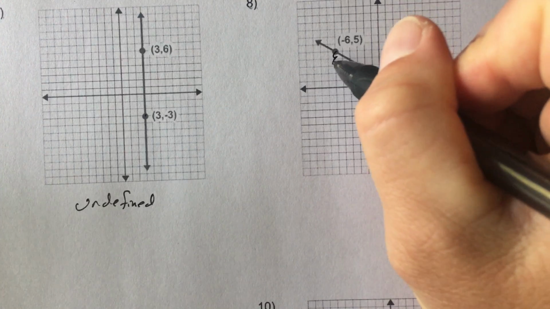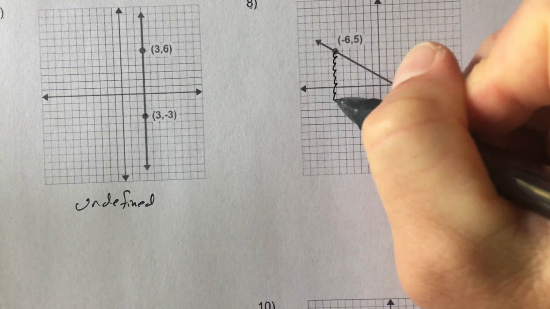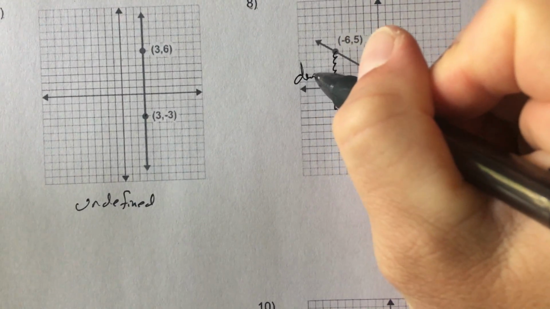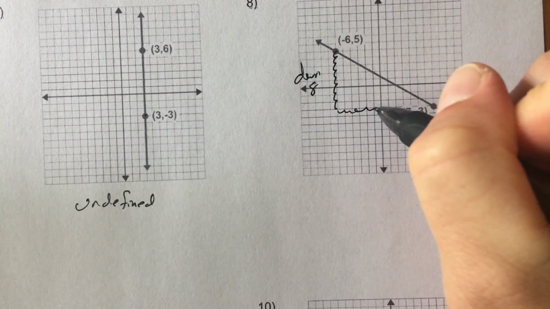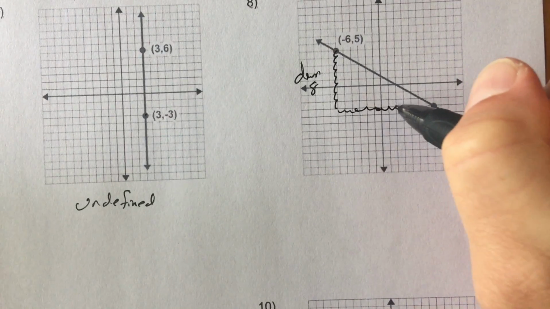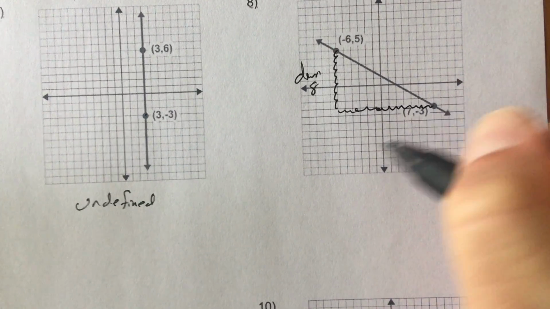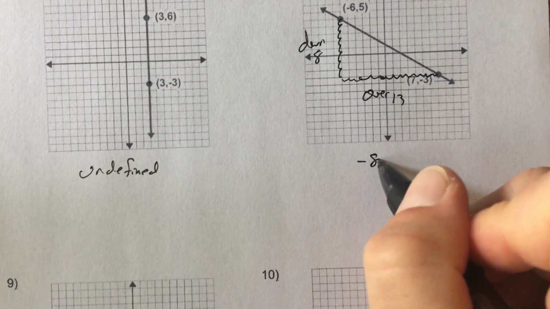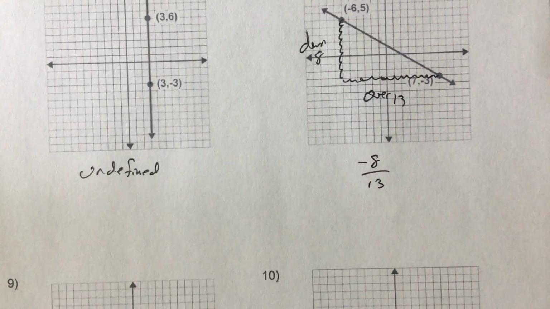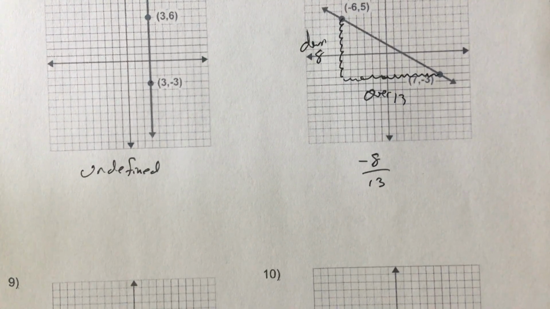Over here, this one we can do something to. We can go down 1, 2, 3, 4, 5, 6, 7, 8. So down 8. And over 1, 2, 3, 4, 5, 6, 7, 8, 9, 10, 11, 12, 13, over 13. Okay, so our slope on this one, down 8 over 13, gives us a -8/13.